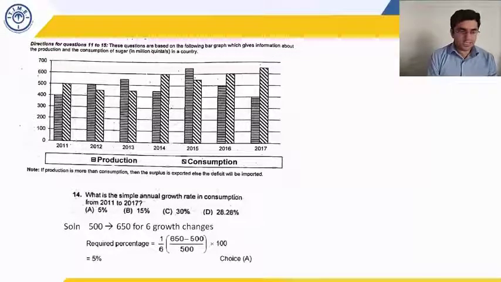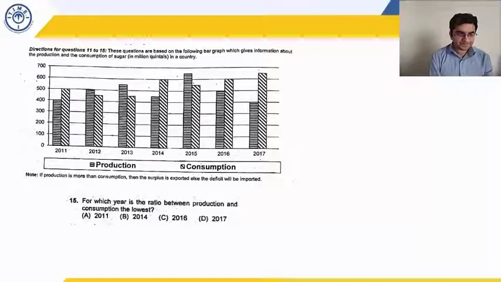Okay, let's move to the last question in this set. For which year is the ratio between production and consumption the lowest? Please try this.